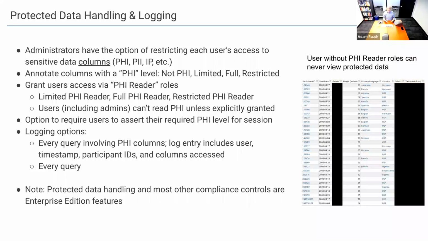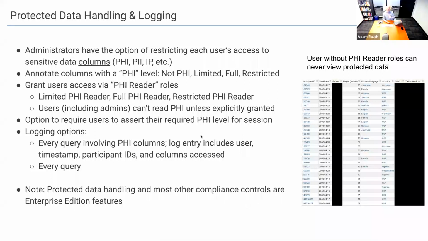Administrators can annotate columns with a PHI level. There are 4 different levels. These names correspond to the HIPAA terms, although you have full flexibility in determining what each of these levels really represents within your data. In some cases, as we talked about before, it might not technically be PHI, it might be PII, or it might be intellectual property or some other sensitive data. But you can essentially tag columns at these different levels.